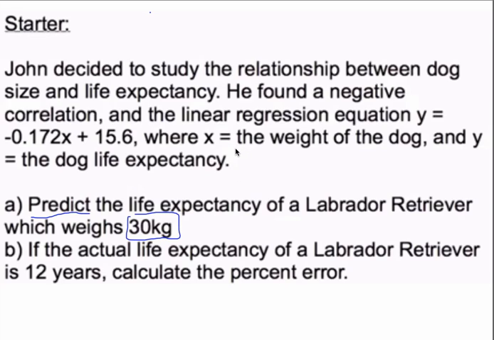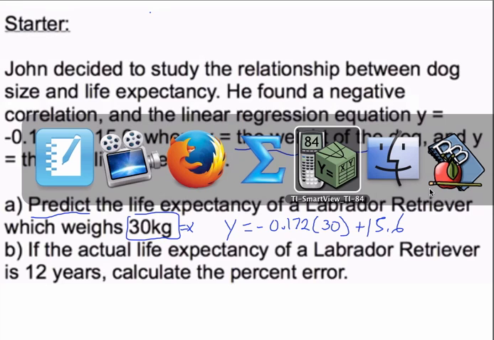In our model here, the weight of the dog is x, so we're going to put in x equals 30. We're going to substitute x equals 30 into our linear regression equation to find the y value, which is the life expectancy. So we just do y equals negative 0.172 times 30 kilograms plus 15.6. I'm going to work that out on the calculator.